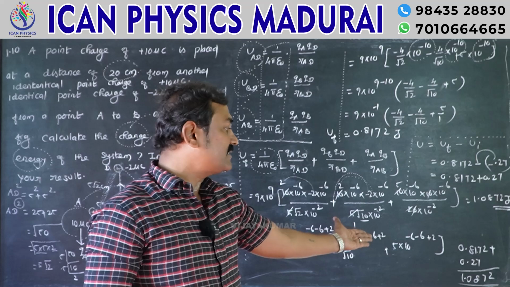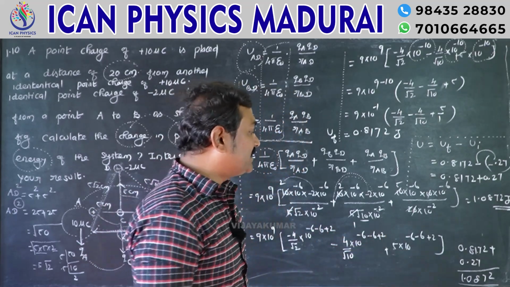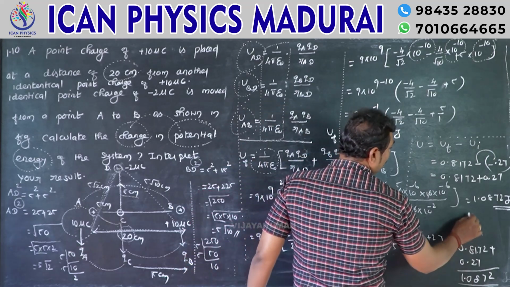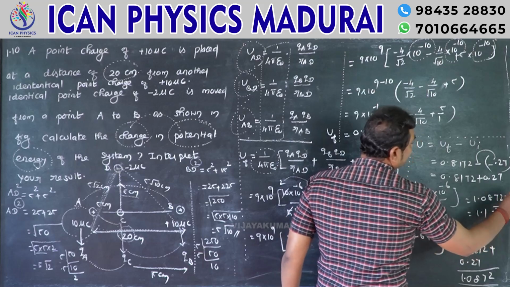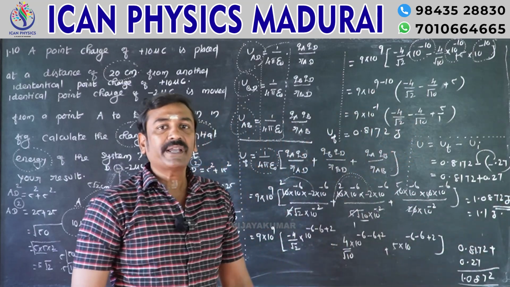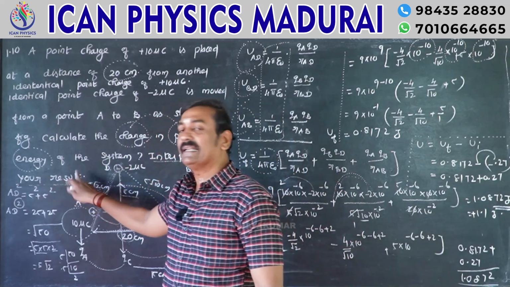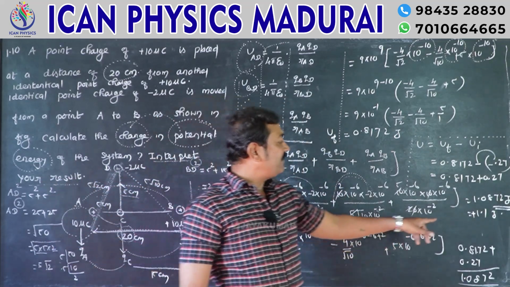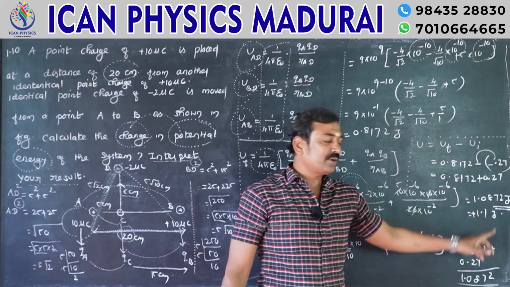So that our answer is like this. Whatever it may be, 1.08. When we round off that one, it becomes 1.1 joule, which is also correct. So next one, interpret your result. Finally we get the positive value of energy, that is 1.1 joule.